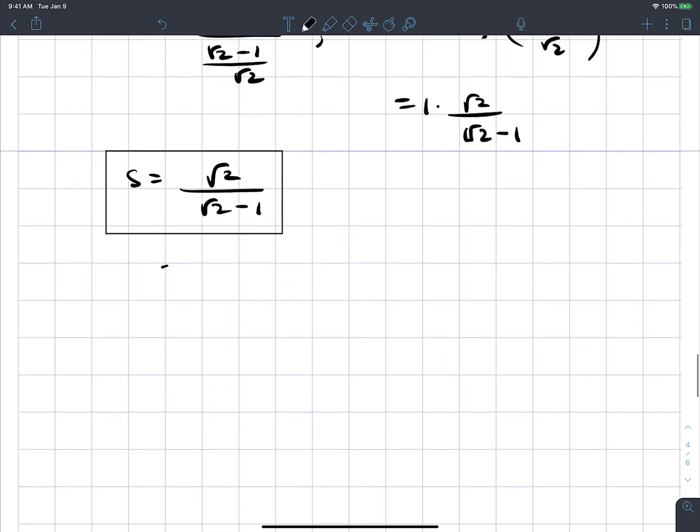So in short, the sum from n is 0 to infinity of 1 over square root of 2 to the n adds up to what you see here. Okay, now here's the thing here. Let me remark.